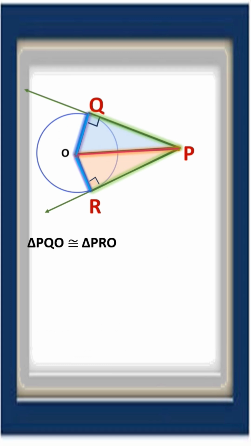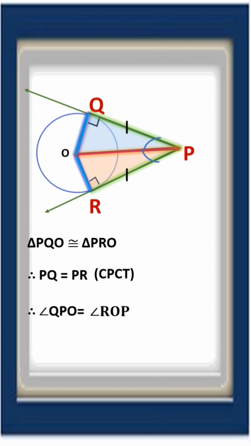Now, we have proved that triangle PQO is congruent to triangle PRO, isn't it? So, their corresponding sides are equal. We have already shown that PQ is equal to PR. We can also say that because of corresponding parts of congruent triangles. Now, angle QPO is equal to angle RPO because of the same criterion, corresponding parts of congruent triangles. And we can also say that angle QOP is equal to angle POR. See the figure, you can understand more properly, because of corresponding parts of congruent triangles.